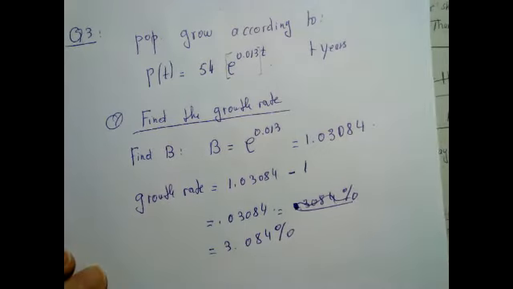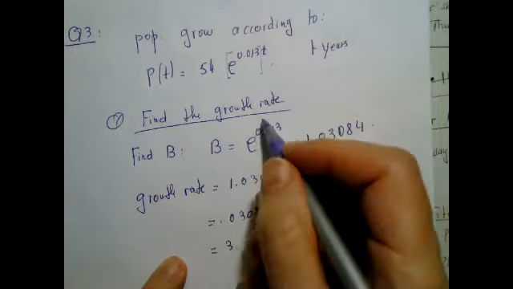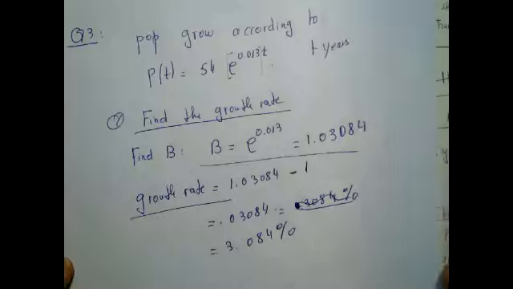Okay. All right. So if I have a function in this format and I want my growth rate, I find my B, and then from there we go after the growth rate.